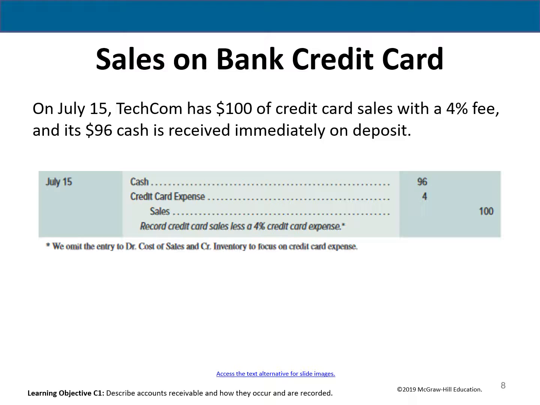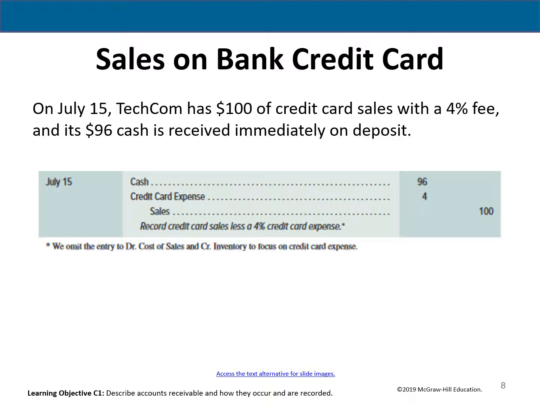But here's the deal. When Techcom makes that sale, they have sales of $100. But they're charged by Bank of America a fee because they accepted that credit card. And in this case, Bank of America is charging Techcom 4%. That's why if you ever go to the gas station and it says if you use a credit card, you got to pay this per gallon, but if you pay in cash, you're paying less.